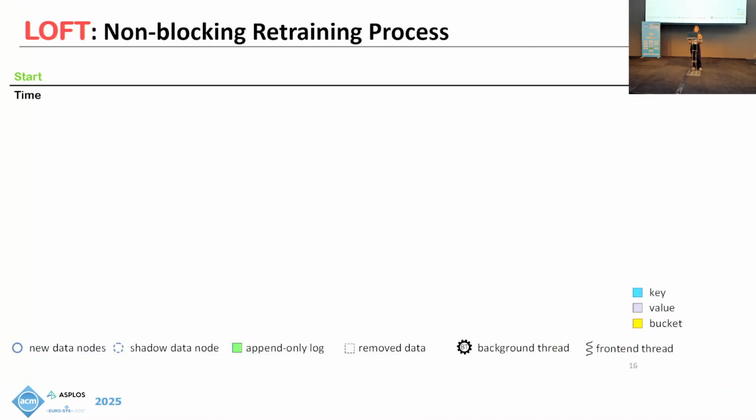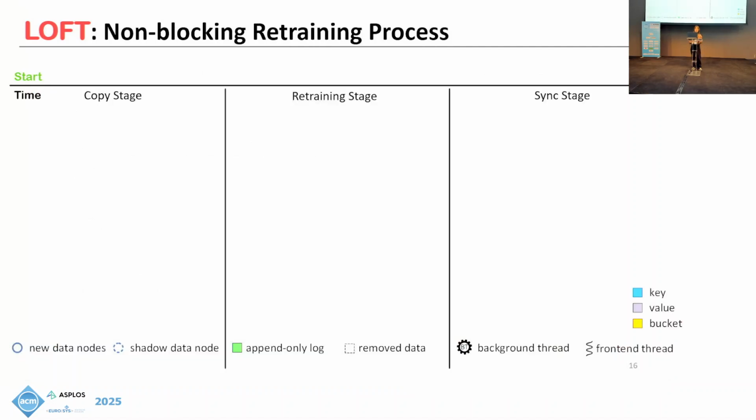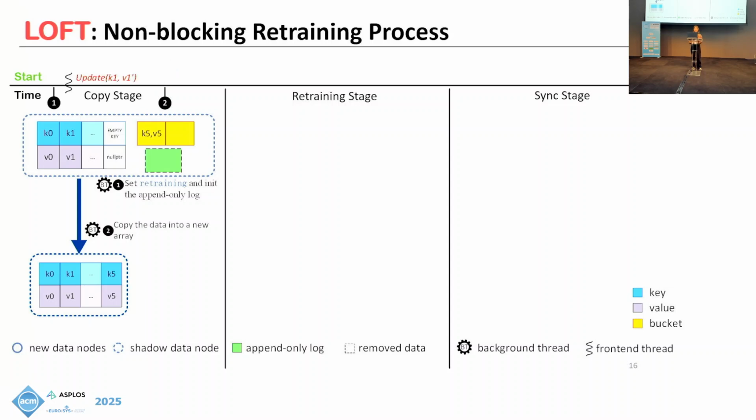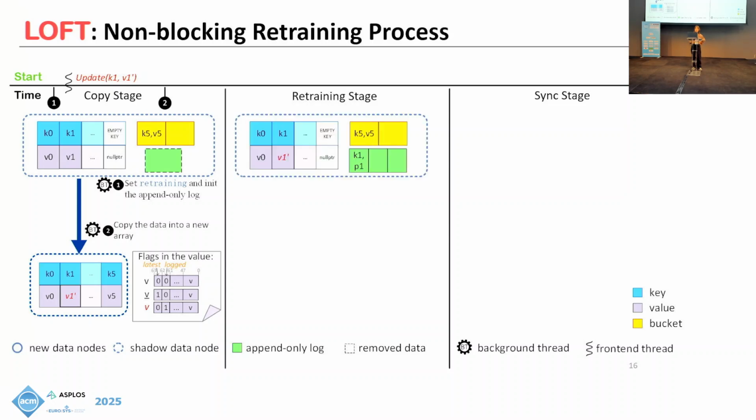The retraining process in LOFT can be divided into 3 stages. In the copy stage, the background thread will set the retraining flag to true and then initialize the append-only log. And then it will copy the data into the new data array. The modification during this stage will be recorded into the append-only log. But we exploit the highest 2 bits in the value to avoid redundant logging during the retraining process.